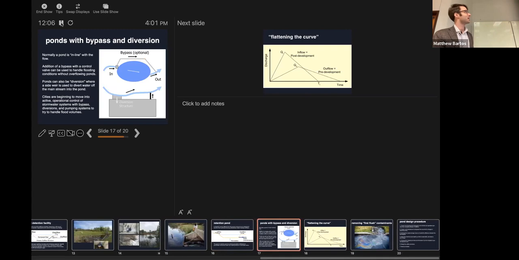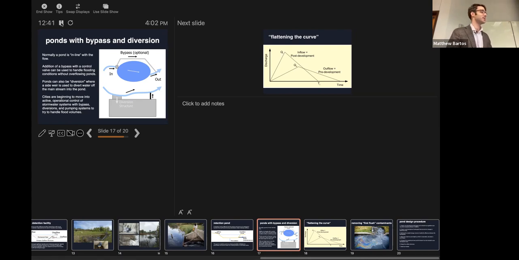Most ponds will be in line with the nearest natural drainage channel. So you'll often have a configuration like the above, where you have flow coming in from a creek or a smaller channel. It enters the pond and then just comes out of the pond. However, you can also have bypass channels, which can also be actively controlled, that allow high flows to go through without overflowing the pond.